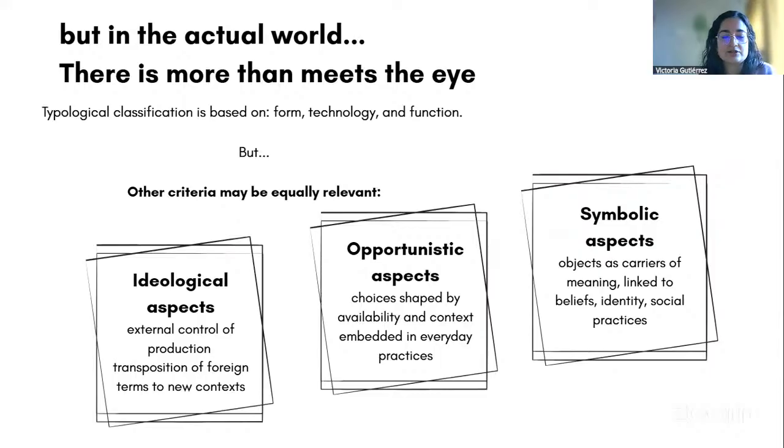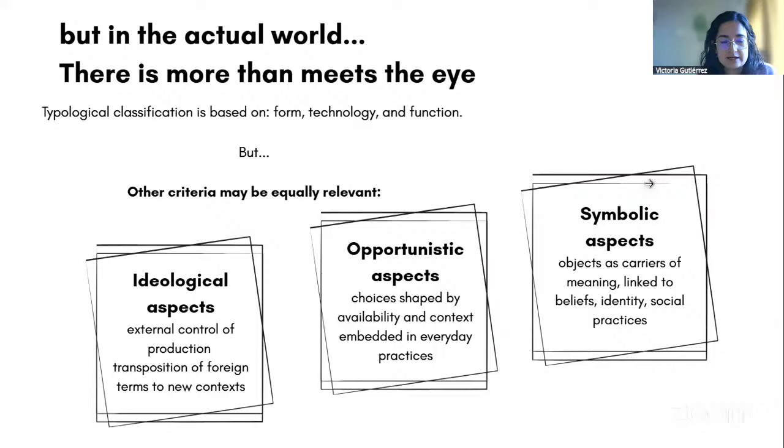Typological classifications usually prioritize form, technology, and function. But ethnographic information, which is the information that we were lucky enough to have access to, suggests that other criteria may also be relevant when classifying pottery. For example, symbolic dimensions, the objects as carriers of meaning linked to beliefs, identity, and social practices that we cannot directly see just by looking at the objects themselves.